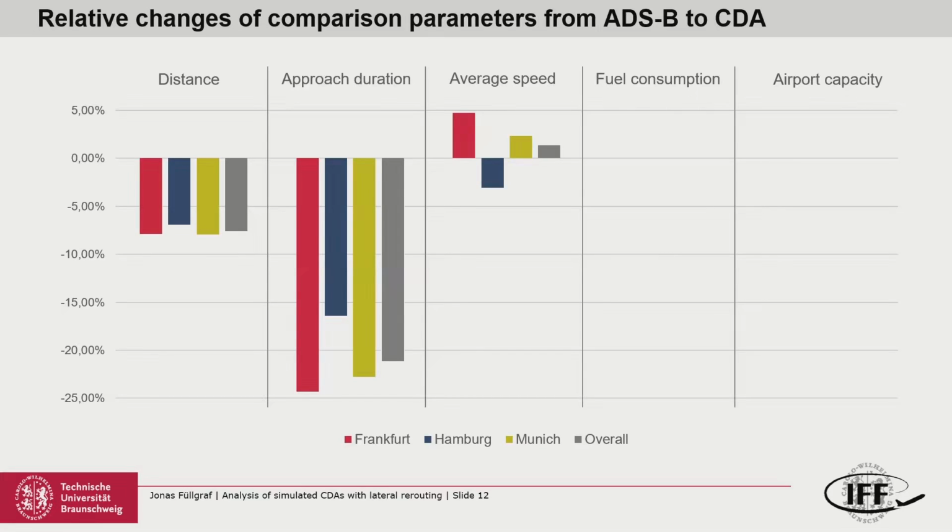The average speed of the CDAs is for Frankfurt and Munich higher and for Hamburg about 3% lower. In each case, the average fuel consumption of the approaches could be reduced, in Frankfurt nearly by 10%. The capacity of the airports could be held at the level of the traditional approaches, even while applying CDAs.